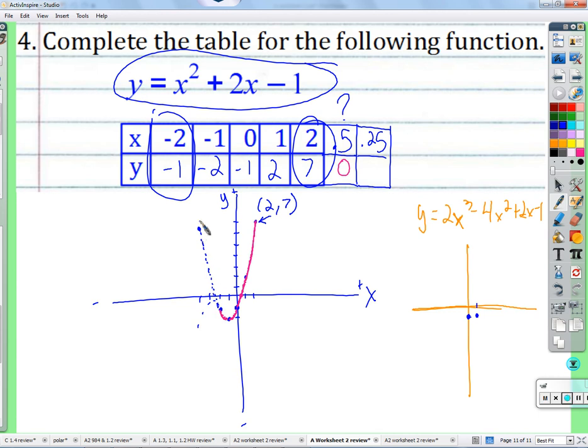I might be slightly wrong. The actual curve might go like this, you know what I'm saying? But something like that, not something like this, probably, right? Probably not. What do you think? Does it come back down after that?